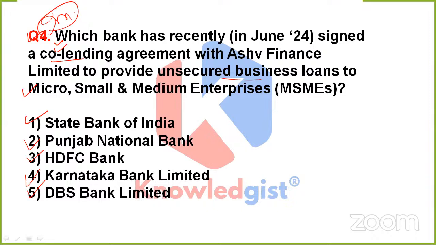Okay. Here we have been provided with a term, unsecured business loans. So what does it mean basically? What is the difference between a secured business loan and an unsecured business loan?